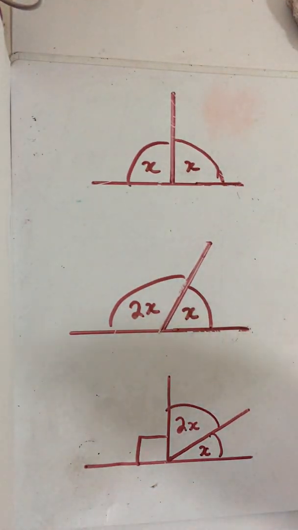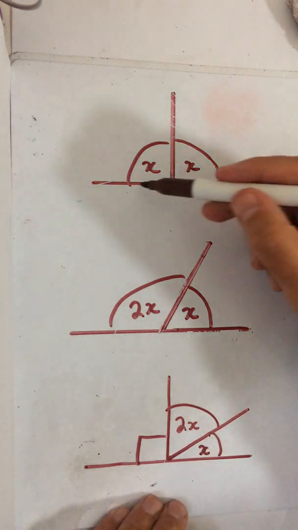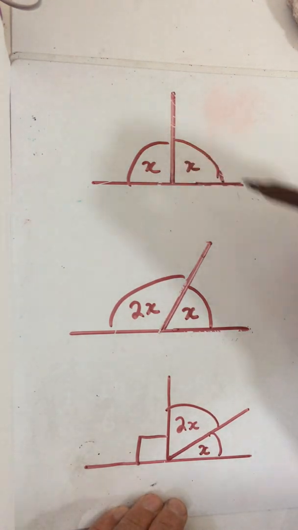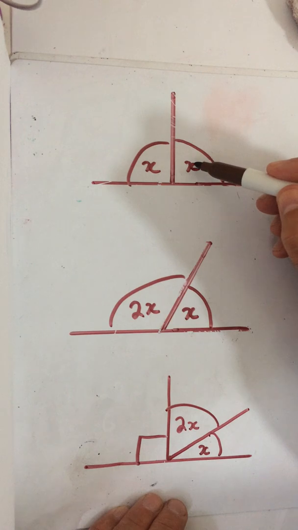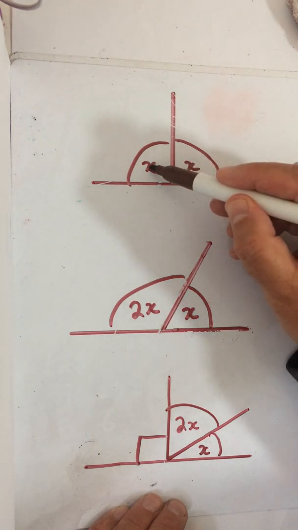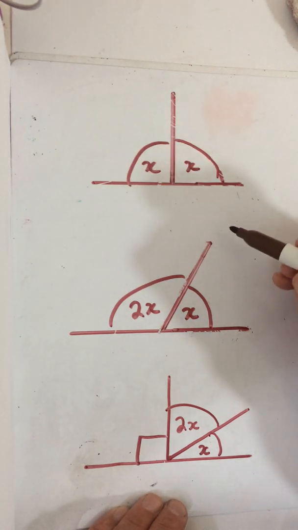Let's get a little look at some types of questions that involve angles, shapes and angles. So first of all, we have to write an equation for this. Now we know angles on a straight line add up to 180. So this x plus that x equals 180.